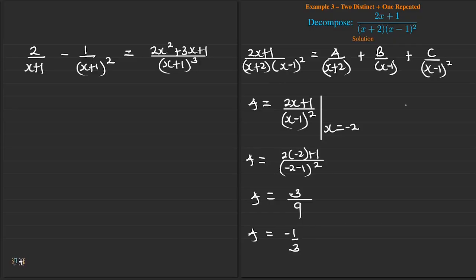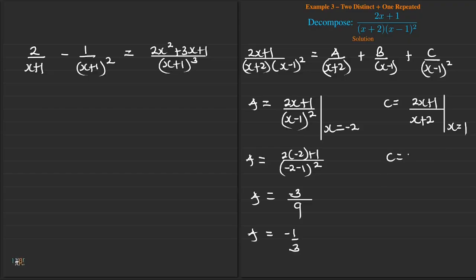That is its limitation. So let's go to c. For c, we have the numerator, which is 2x plus 1, all over the denominator, but excluding c's denominator, that is x minus 1 all squared. So you are left with x plus 2. And we are evaluating it at the value where c's denominator equals 0, and that is x equals 1.